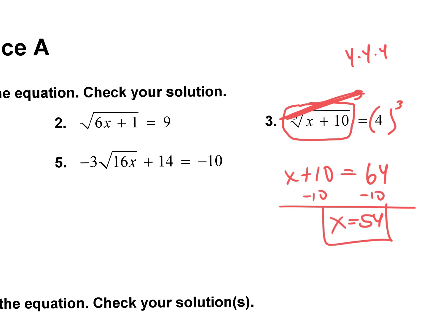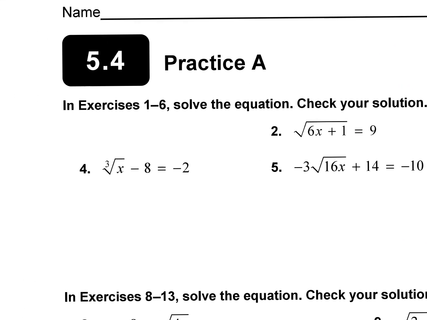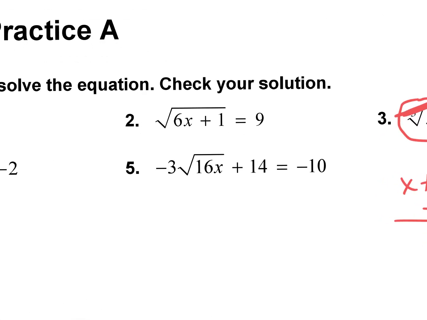The beauty with x equals a number, what can I do? I can plug it in and check. Should I do that? Yes, get into the habit. Because sometimes, remember, we plug stuff back in and then it doesn't work. And what are those called? Extraneous solutions. Good. So if I plug in 54, what's 54 plus 10? 64. What's the cube root? What number times itself 3 times gives you 64? 4. Okay, good.